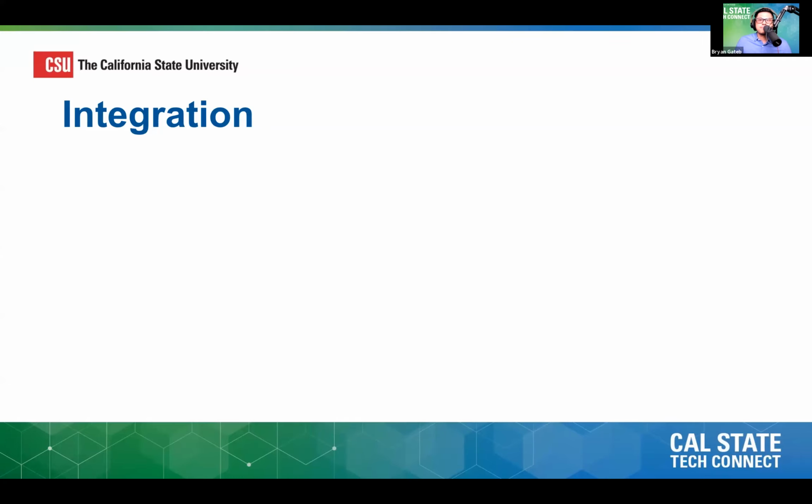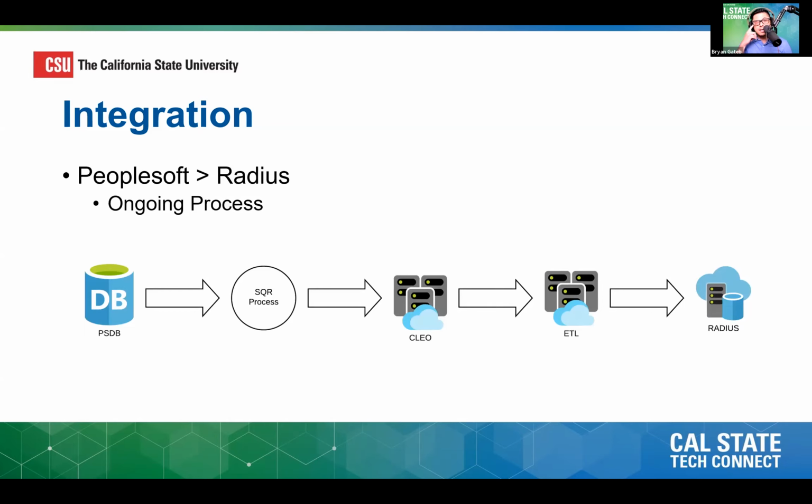Covering integration. So right now, it's very simple at this stage. Right now, we pull information from PeopleSoft and load it into Radius on a very high level. That's pretty much all that's happening. And this is kind of what that integration looks like.